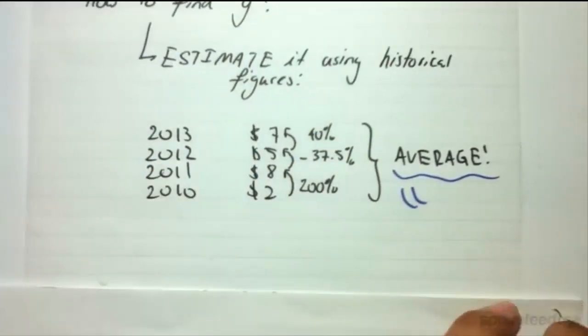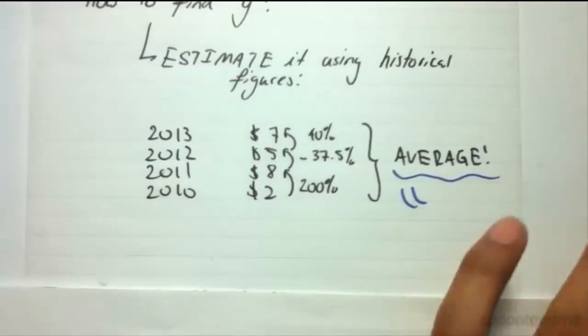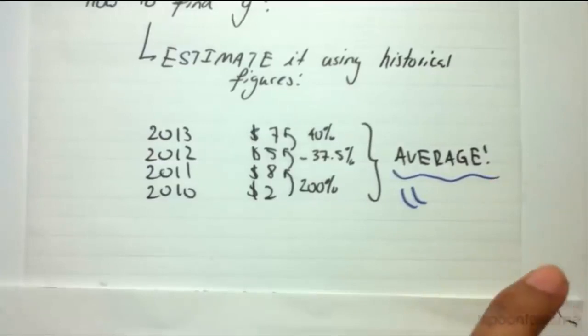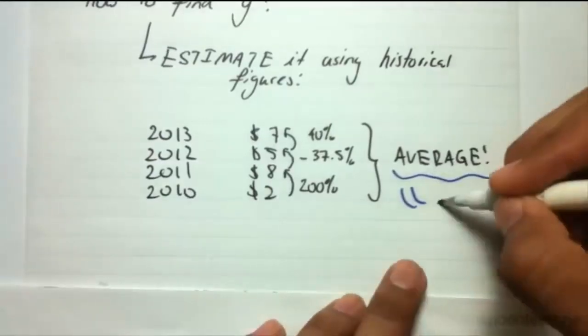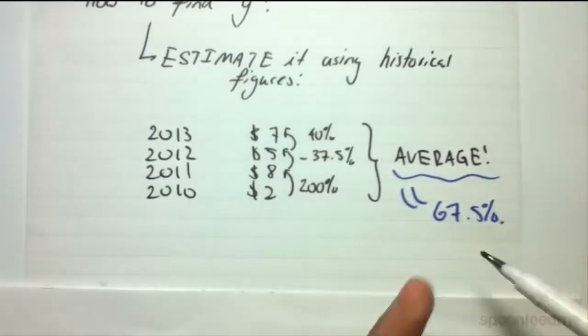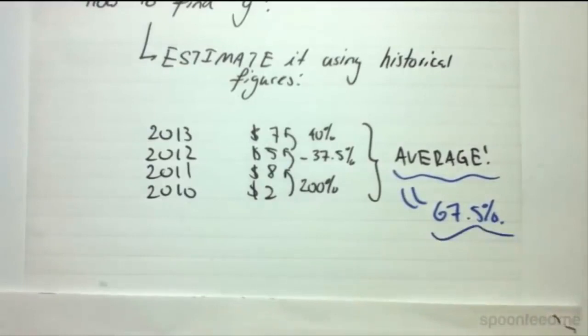So given these growth rates, and we want to estimate a G to use, well, we would just take the average. And let me just do this. And that gives me 67.5%, and thus I would be using this as a growth rate. So that's how we estimate G, and now I can say that we finish our lesson here.